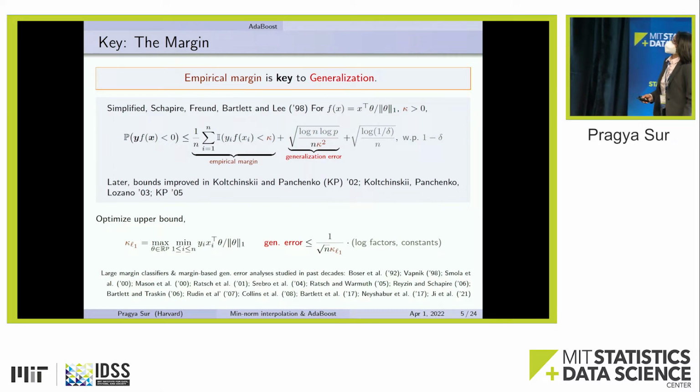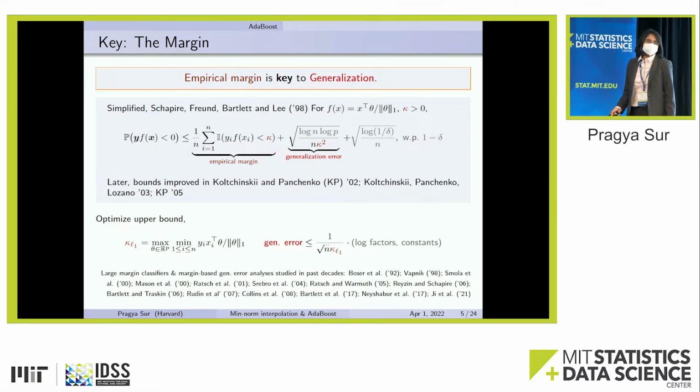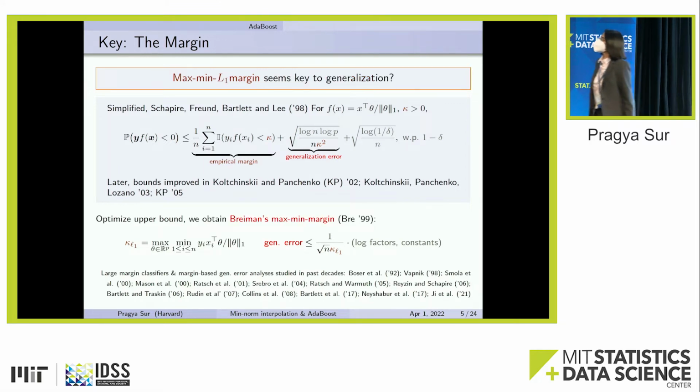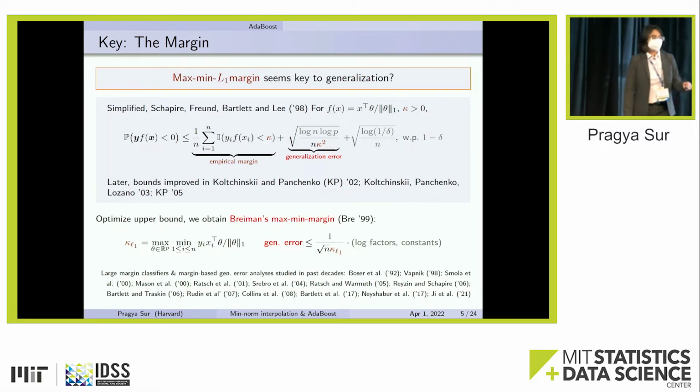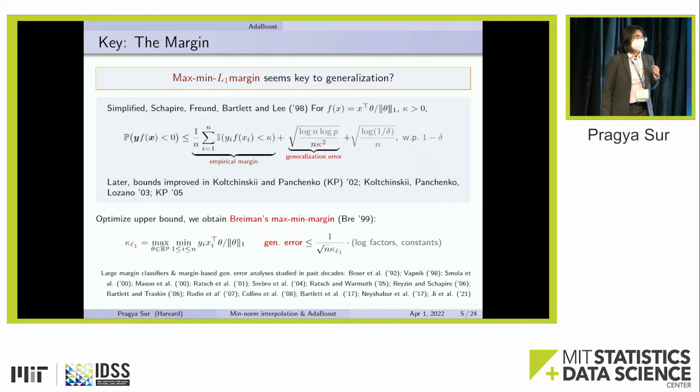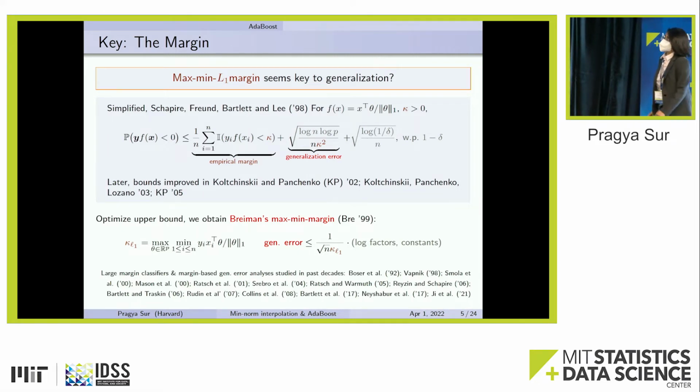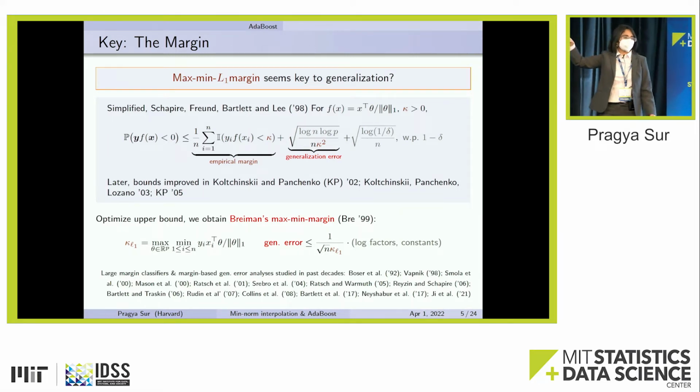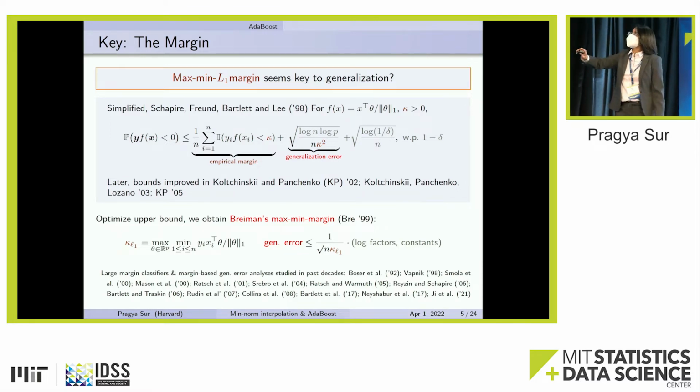And now once you have this, it immediately raises a debate. That is, which quantity is actually key to generalization? So in the upper bound, we have the empirical margin. But now I can rewrite this upper bound with a different one, the one that is below. And there, this max-min margin shows up.